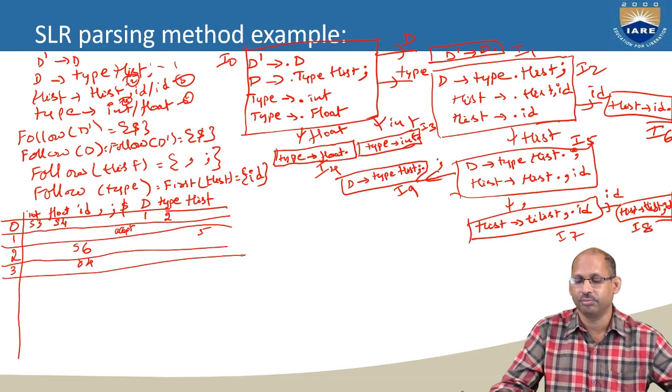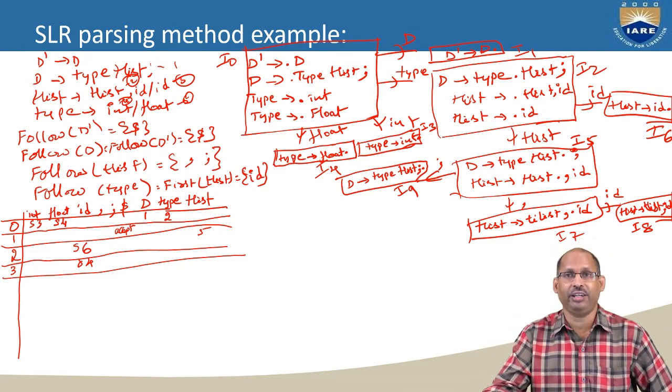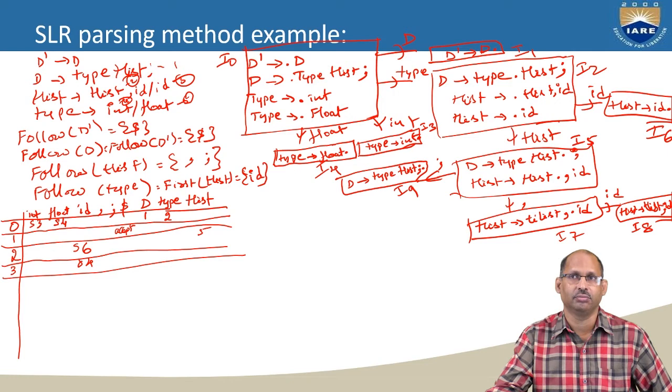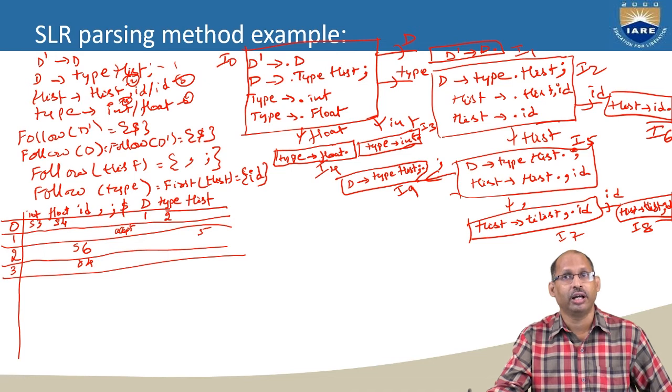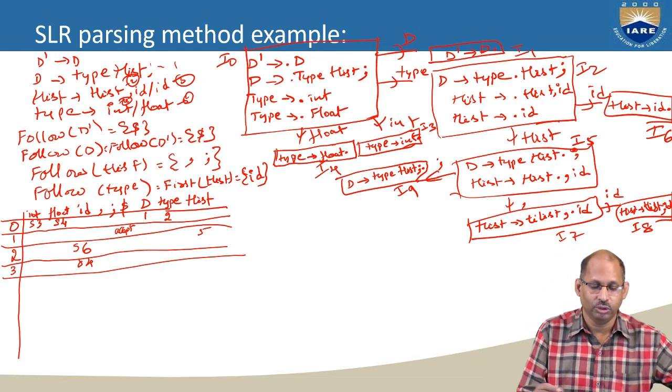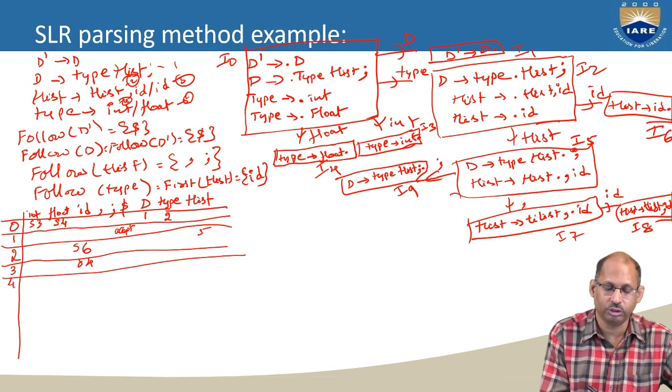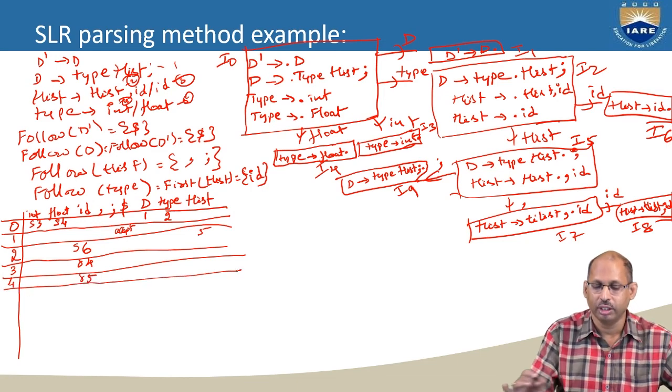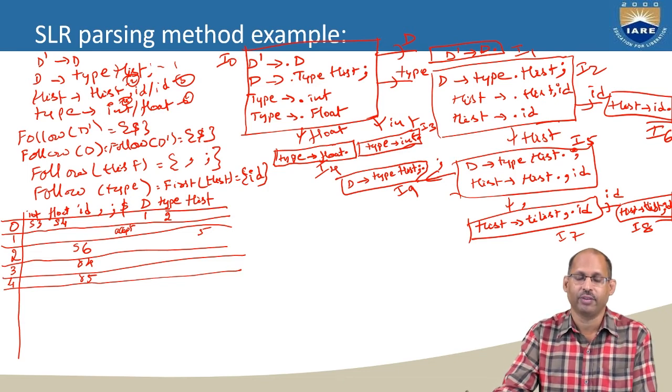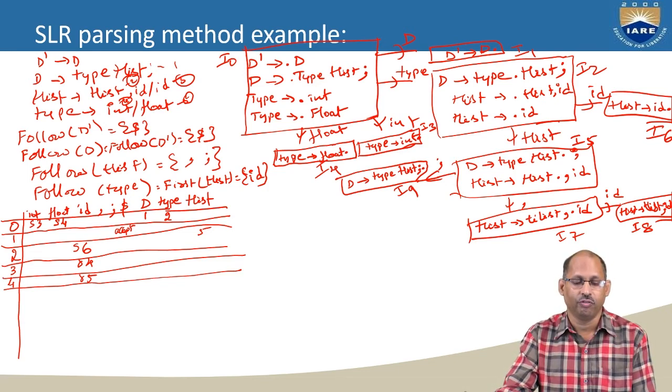Then I4. What is I4? Dot end. For which production is it dot end? The fifth production. What is the follow of type? The follow of type is ID. So in the fourth state on ID we write reduce production number 5.